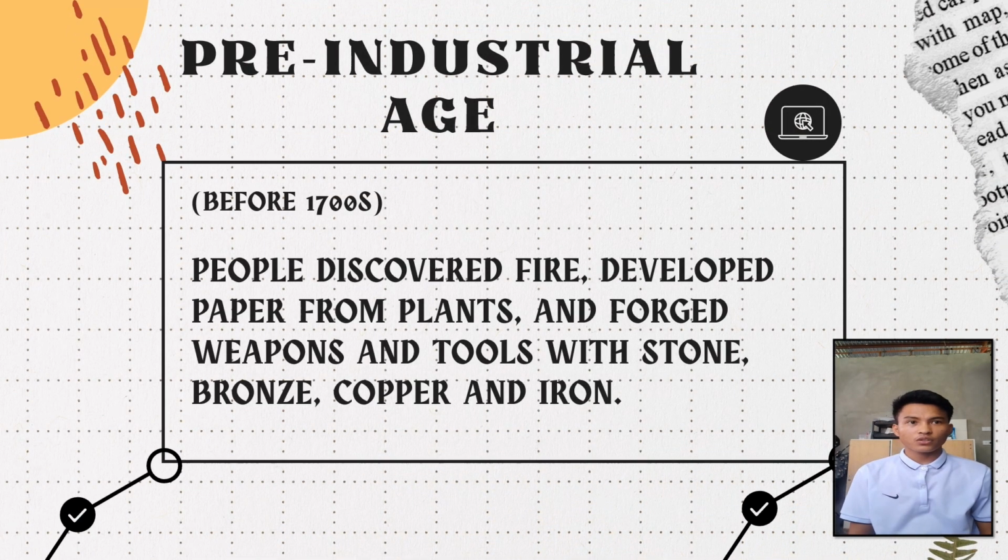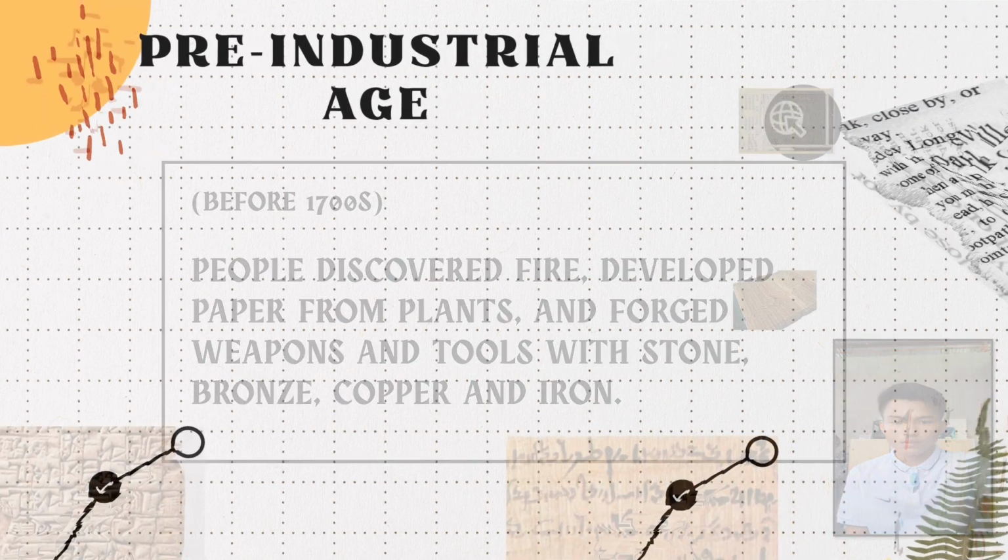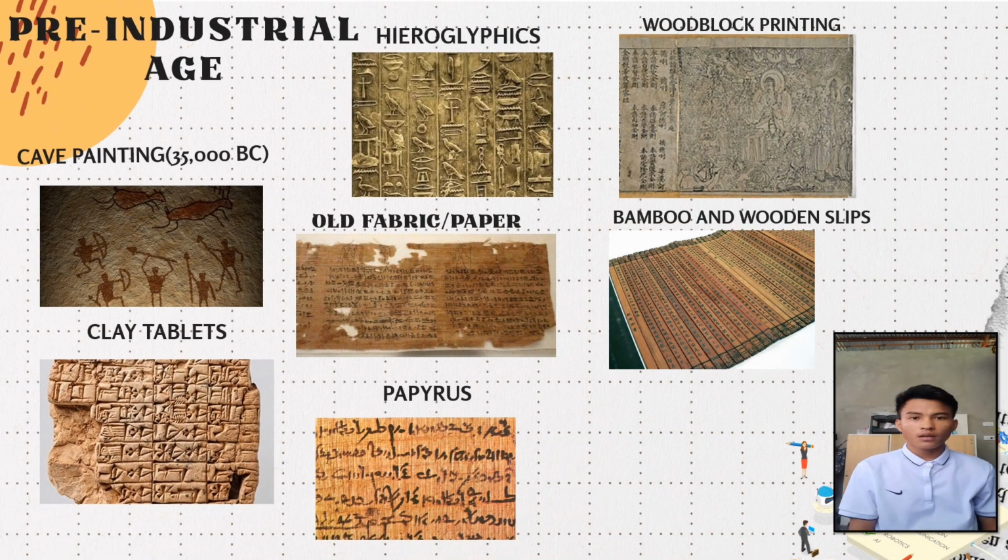Let us first go to the pre-industrial age. If we were to describe the development in society during this time, it is the period wherein people discovered fire, developed paper from plants, and forged weapons and tools with stone, bronze, copper, and iron. Examples of the pre-industrial age are cave painting from 35,000 BC, clay tablets, papyrus, hieroglyphics, old fabric paper, wood block printing, and bamboo and wooden slip.